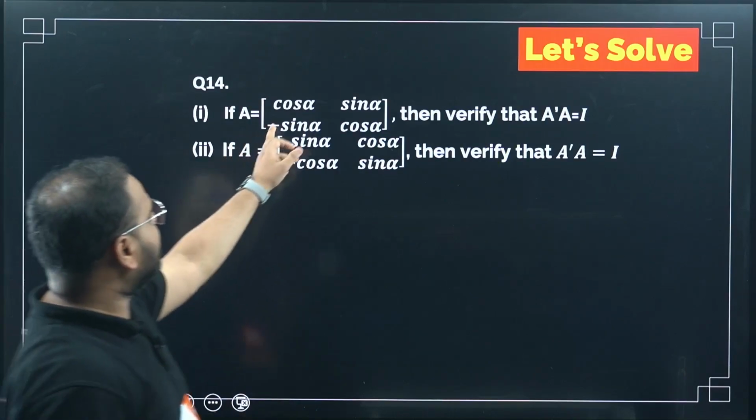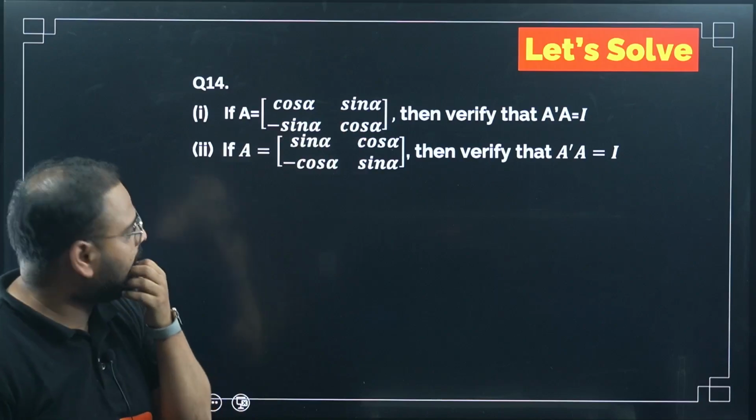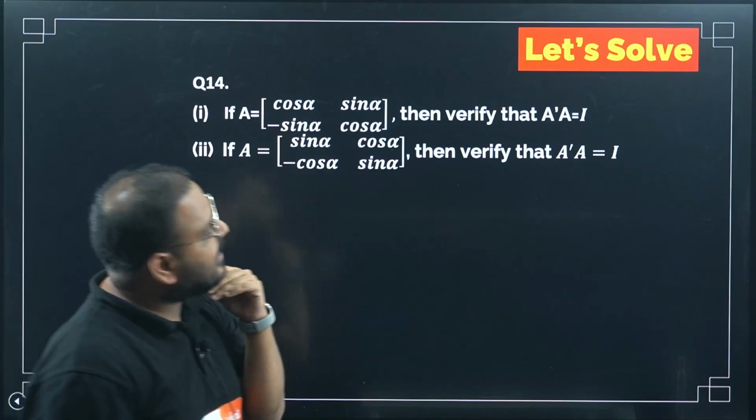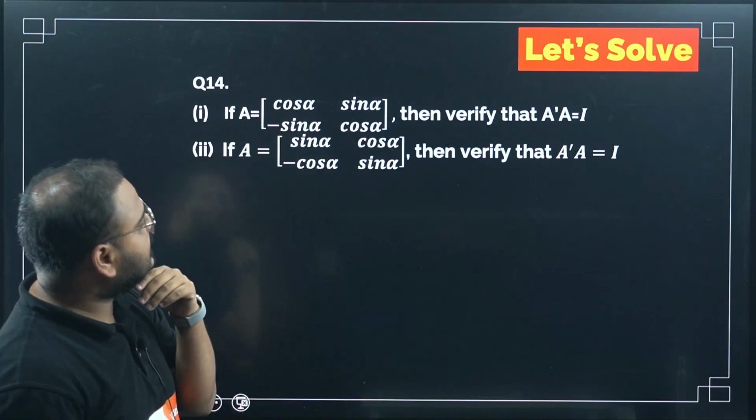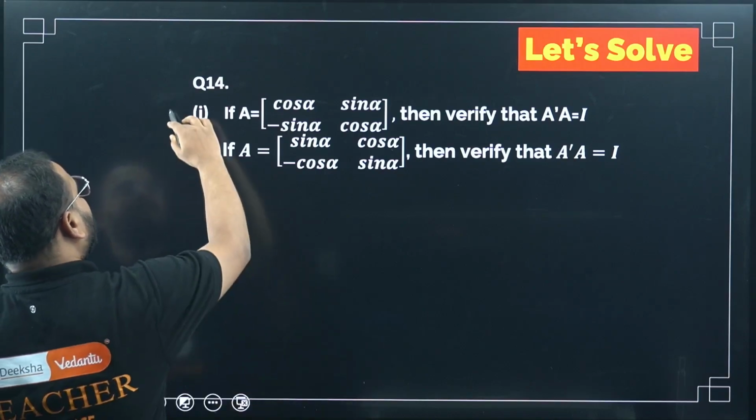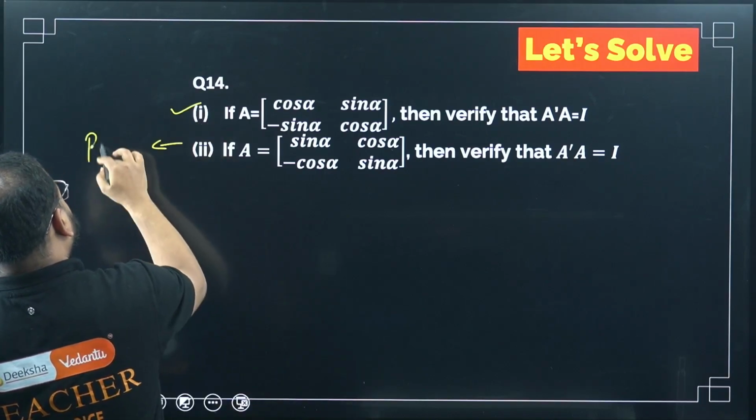If A is given as cos alpha, sin alpha, minus sin alpha, cos alpha, then verify that A transpose times A is identity. Okay. So I will verify this part. This you will practice from your side. This is for practice.